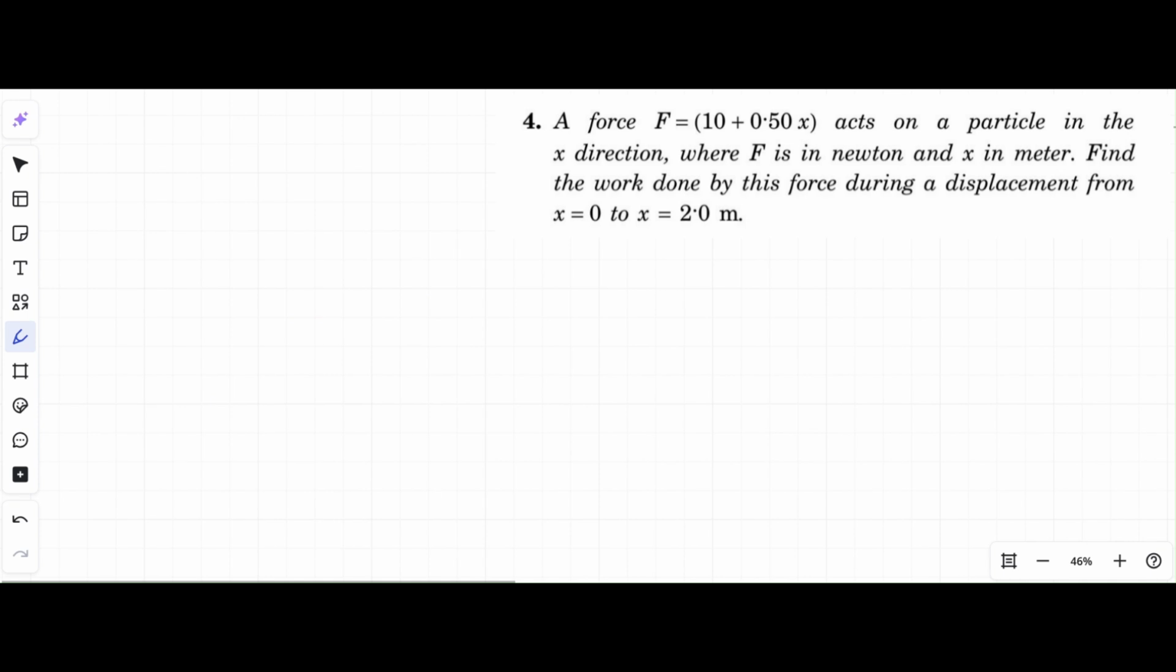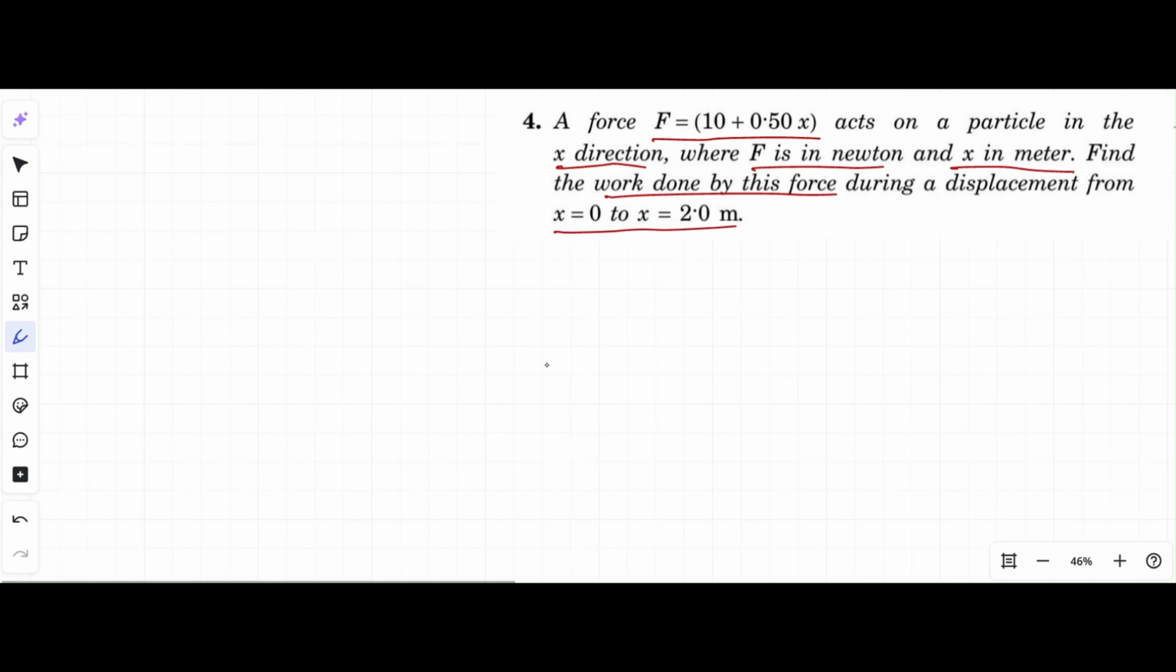Now this is also a model of question where we use calculus to solve the work done. So it says that there is a force, some variable force. Up to now we were dealing with constant forces. In the earlier example also, the force with which the block was being pulled up was a constant force. But here now the force is variable and it depends on 10 plus 0.5x. X is the direction, particle in the x direction, and x in meter means x is the distance here, and F is in Newton. So what will be the work done by this variable force during displacement from x equals to 0 to 2 meters?